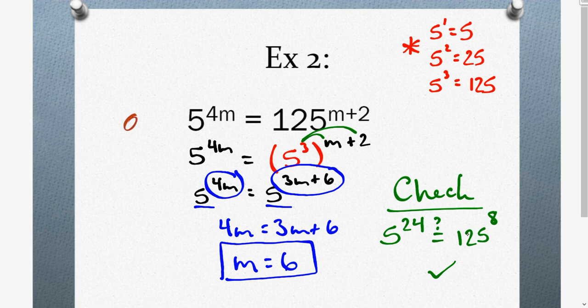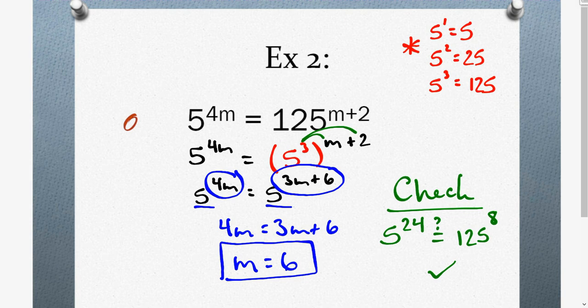But if I use my properties of exponents over here and say, well, 125 is really the same thing as 5 cubed, well, 5 cubed to the 8th is 5 to the 24th. Okay, so is 5 to the 24th the same thing as 5 to the 24th? Yeah, so they have to be equal to each other.